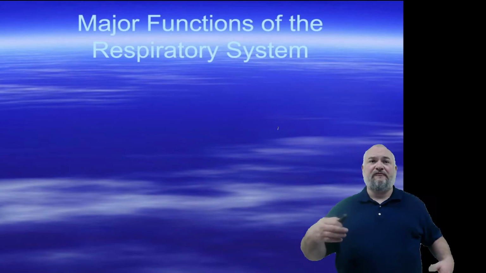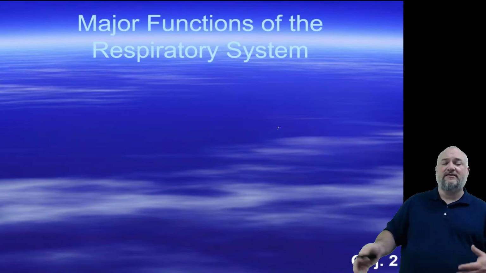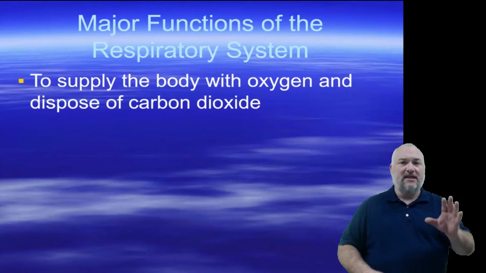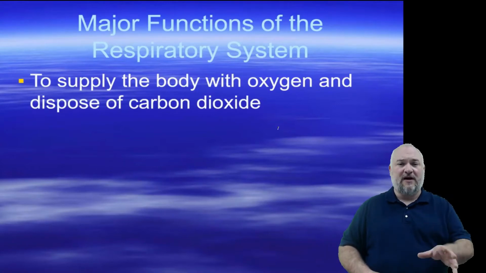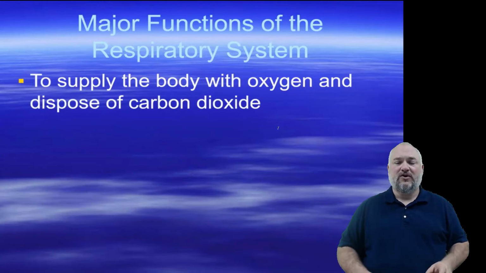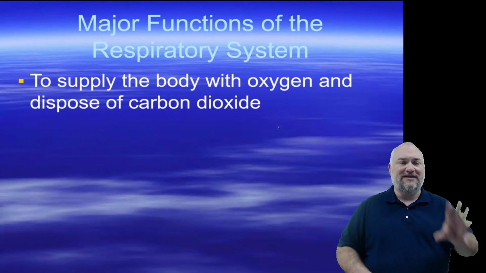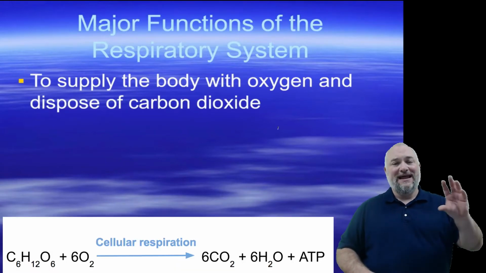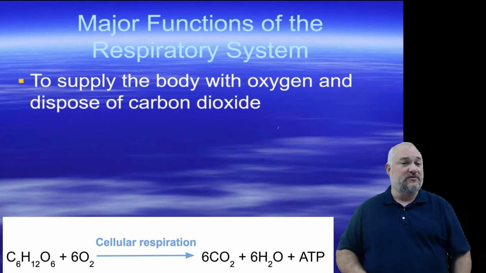So what are the major functions of the respiratory system? We'll get into more detail on this later, but just to set the scene here for us. It's to supply the body with oxygen and dispose of carbon dioxide. That is its main job. All the other stuff it does is to make sure that that happens. It's about getting oxygen to your cells so they can carry out cellular respiration and getting rid of that waste product that's produced, which is carbon dioxide.